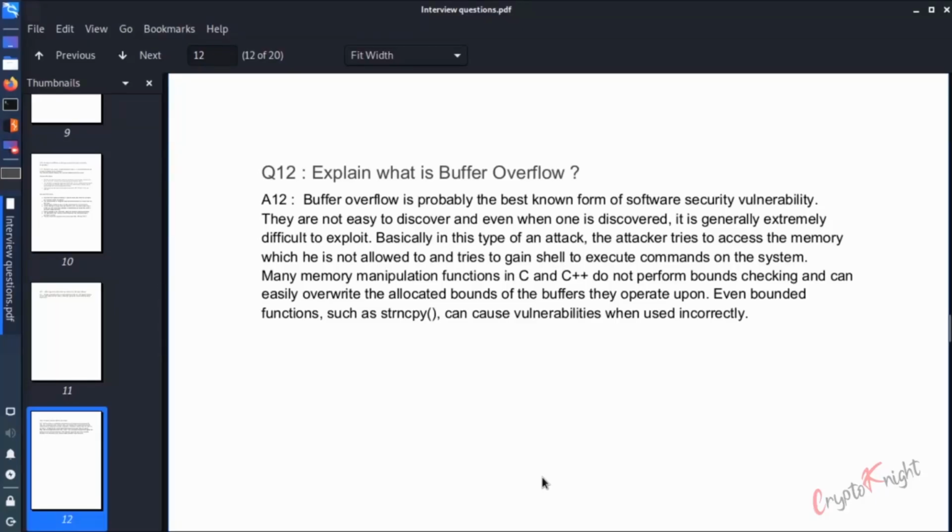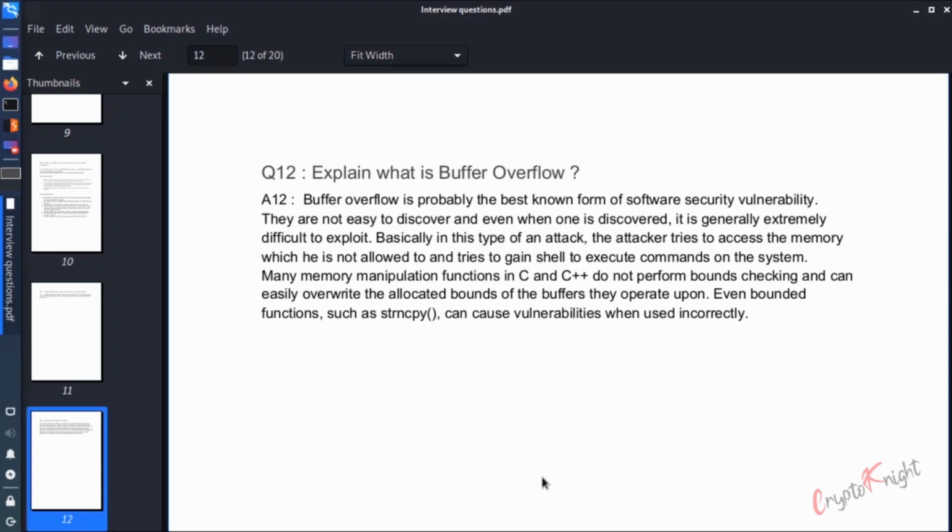This is a very interesting question, and if you know the theory behind it, then you can explain it easily. We have already performed this attack. So if you have already performed this attack very well, then this should be fairly easy for you. Explain what is buffer overflow.